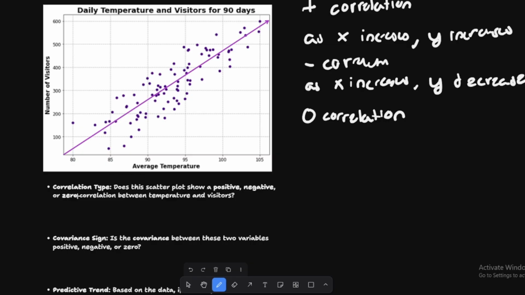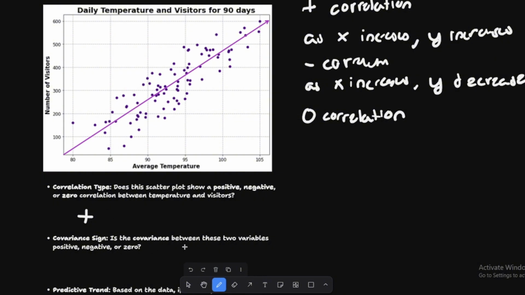So now let's answer the question. Does the scatter plot show positive, negative, or zero correlation between temperature and visitors? So let's see. As temperature increases, our best fit line seems to show an increase in the number of visitors, right? So maybe that means the hotter it gets, it seems that the number of visitors also increase. So what type of correlation would this be? It would be a positive correlation. Since one variable increases, the y also increases.